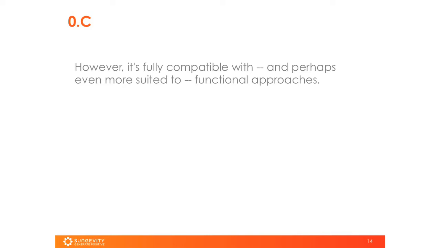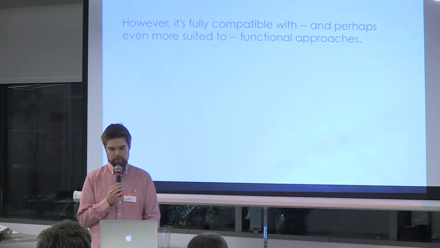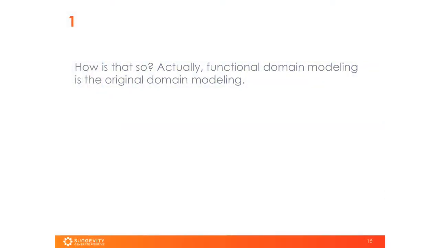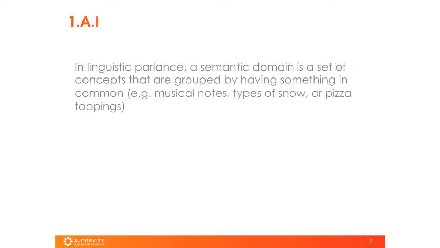It's fully compatible with, and maybe even more suited to, functional approaches in using Scala. But how is that? Well, my assertion is that actually functional domain modeling is the original domain modeling. The word domain comes from modeling semantic domains. In linguistic parlance, a semantic domain is a set of concepts that are grouped by having something in common.